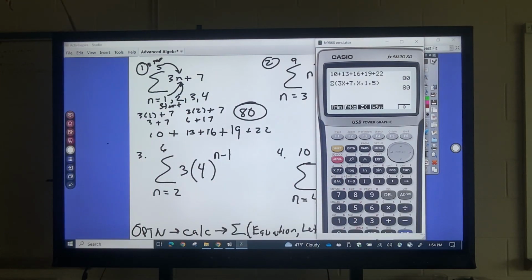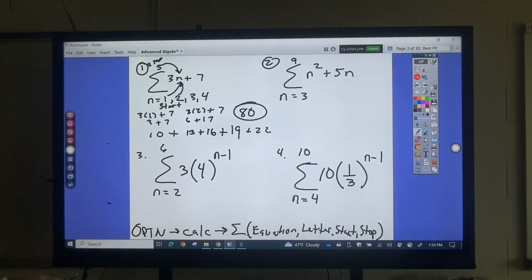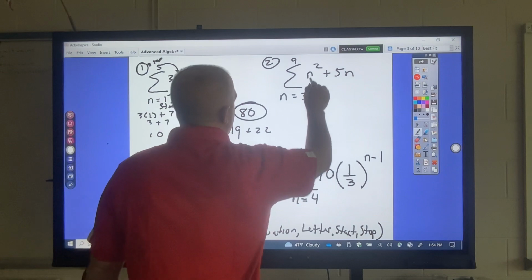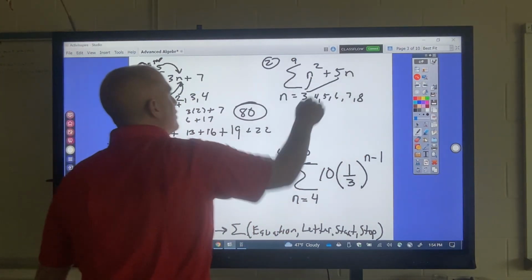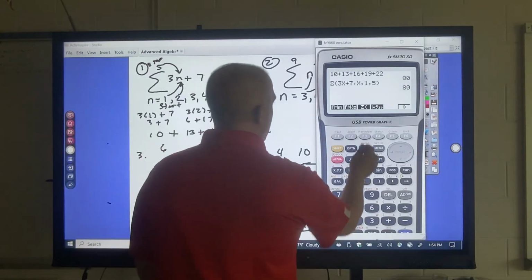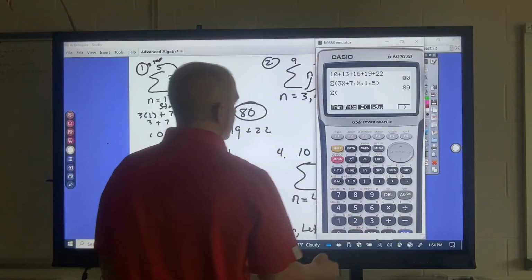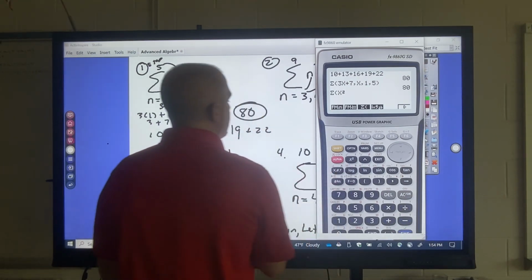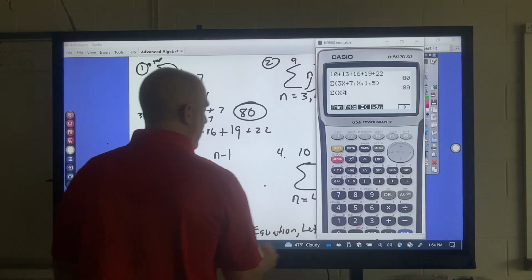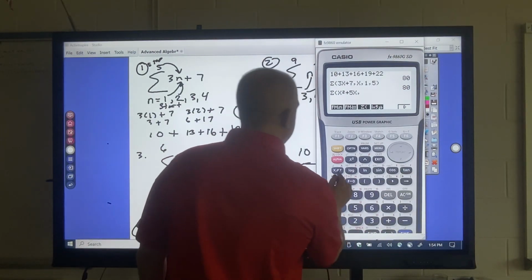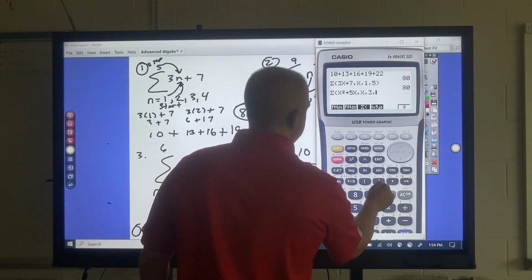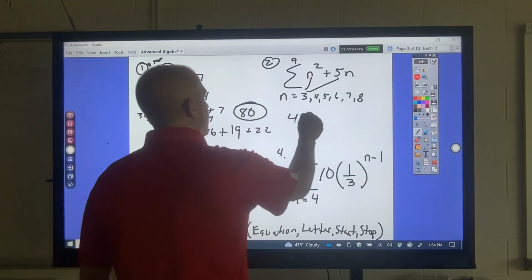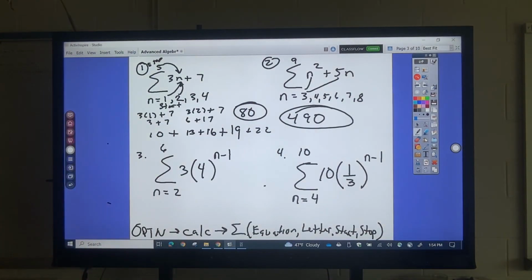So there's two ways basically to get the same problem. If you wanted to substitute, the concept is I'm substituting in there. I'm going to go 4, 5, 6, 7, 8, and then finish at 9. Now, I'm just going to speed this along, and I'm going to go E, X squared plus 5X, comma, I'm using X, comma, I'm using 3, comma, I'm finishing with 9. So that's 490. And that's how you do those problems.